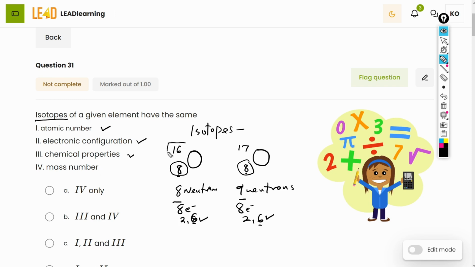We can clearly see here that the mass numbers are not the same, and this is because of the difference in the number of neutrons. So clearly, based on this information, it says isotopes of a given element have the same, so they have the same atomic number, electronic configuration, chemical properties. So our answer is 1, 2 and 3, which is option C.